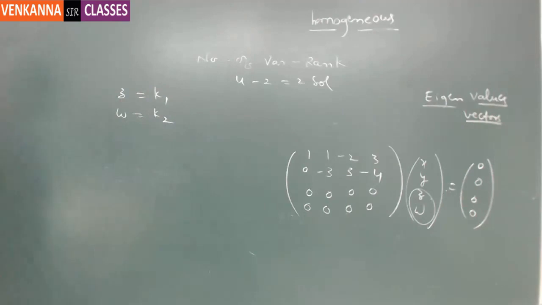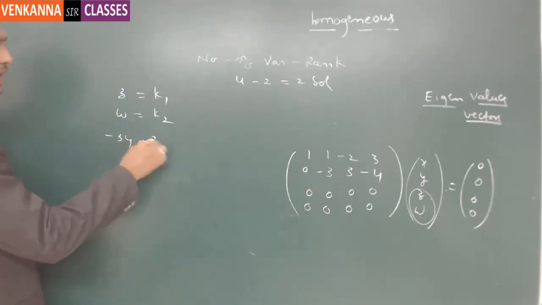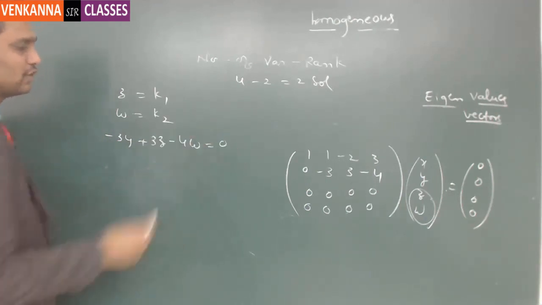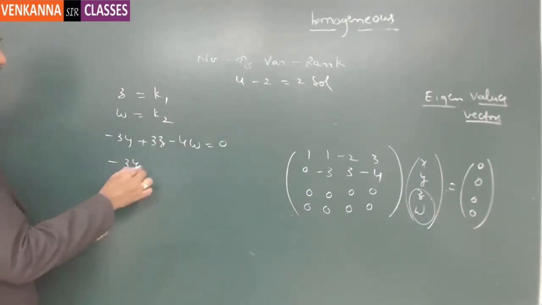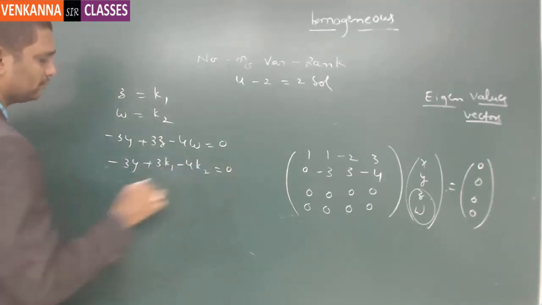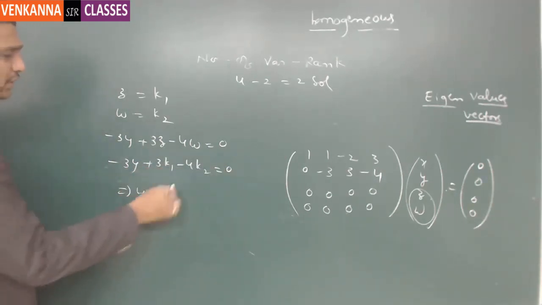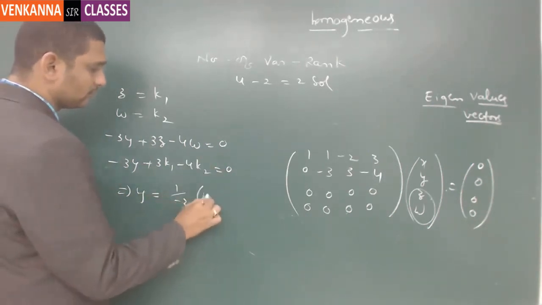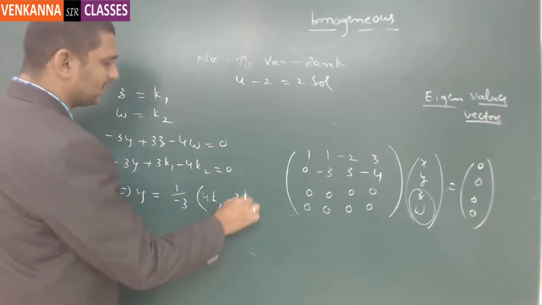So let us take that z is equal to k1, a constant, and w is equal to k2, a constant. So from the reduced matrix, after doing row operations, you will have the part as minus 3y plus 3z minus 4w equal to 0. From this, minus 3y plus 3k1 minus 4k2 equal to 0 implies y is equal to 1 by minus 3 into 4k2 minus 3k1.